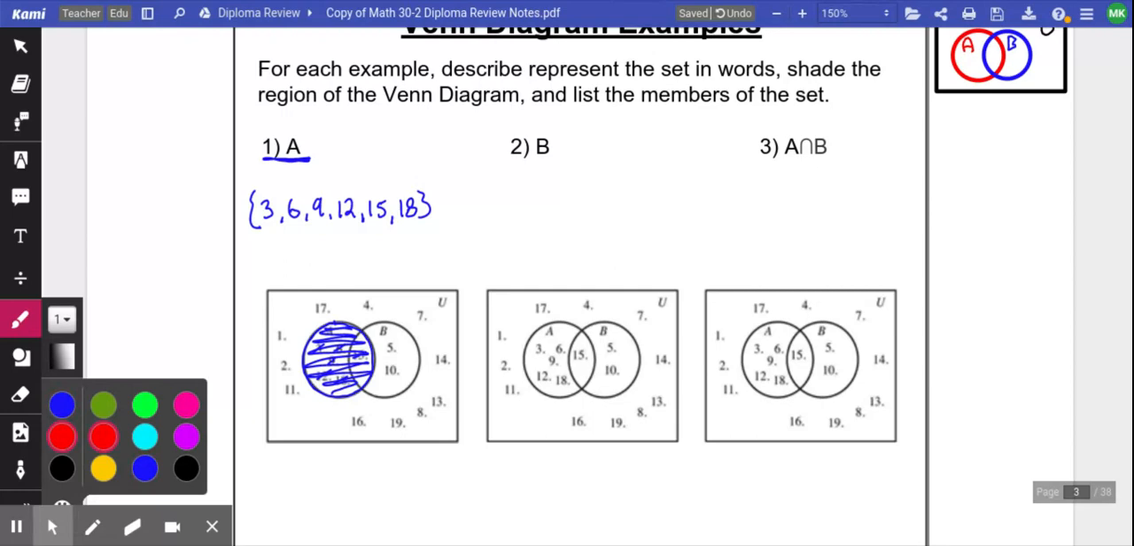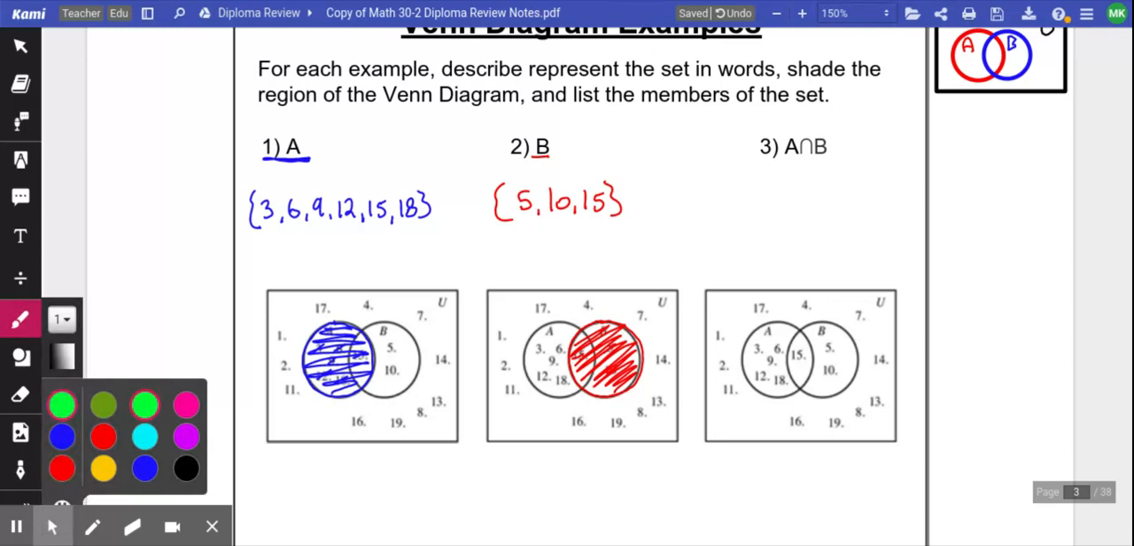The second question wants you to do group B, so that would be circle B. Here's circle B. It's pretty easy to tell. The numbers are 5, 10, and 15. Nice quick way to organize your data. If you were to shade it, you would just shade in that entire circle like that.